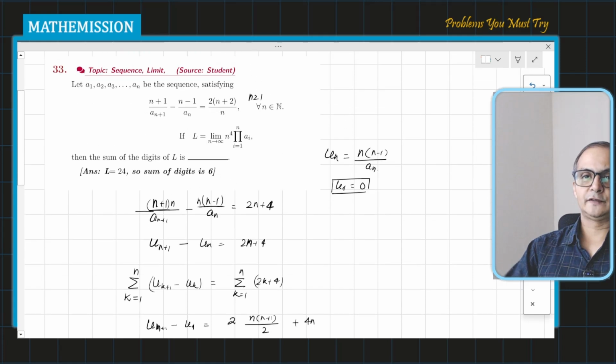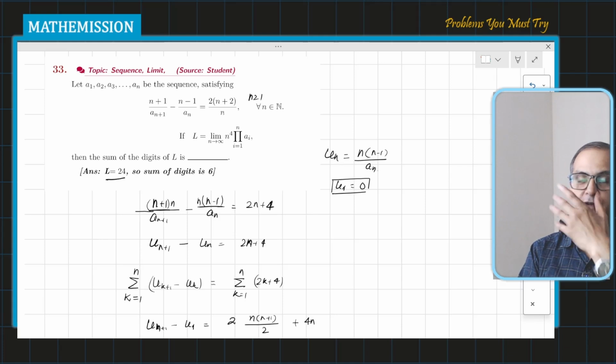So why have I given this answer like L is equal to 24? Because it is necessary to know that this answer is 24, because only then will you get the correct understanding. Otherwise, maybe you are getting, suppose, 15 as the limit, of course the sum of digits is also again 6. That is not needed.